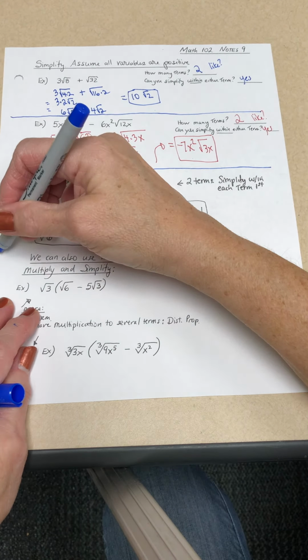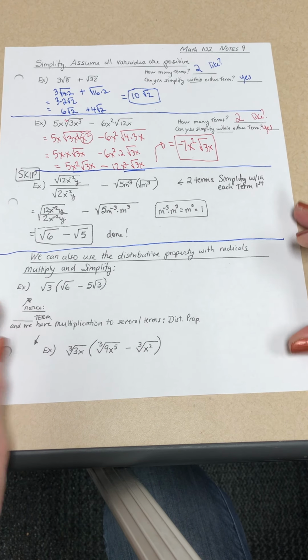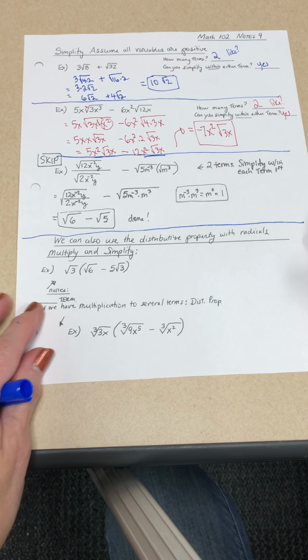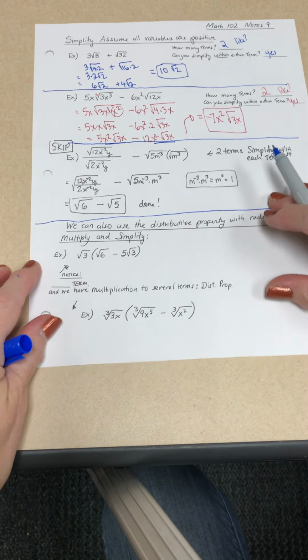Okay, so that's basically the type of problems you'll be dealing with when you're adding or subtracting 2 different terms with radicals. The other thing we can do is use the distributive property with radicals. So let's look at this expression.